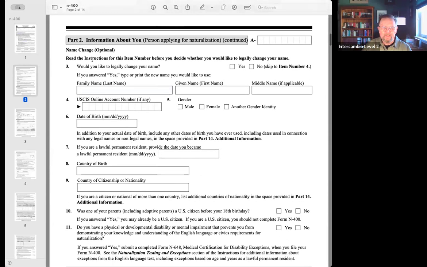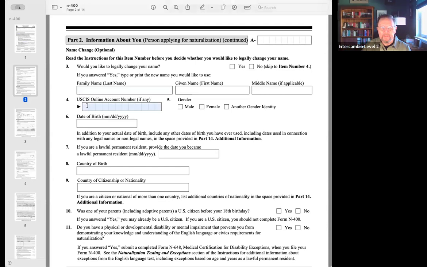Name change. This is optional. This thing right here, this name change, really refers to going before a judge and having your name changed by court at your request, or you're in the process of doing that. It doesn't refer to a woman who takes her husband's name, if that makes sense.